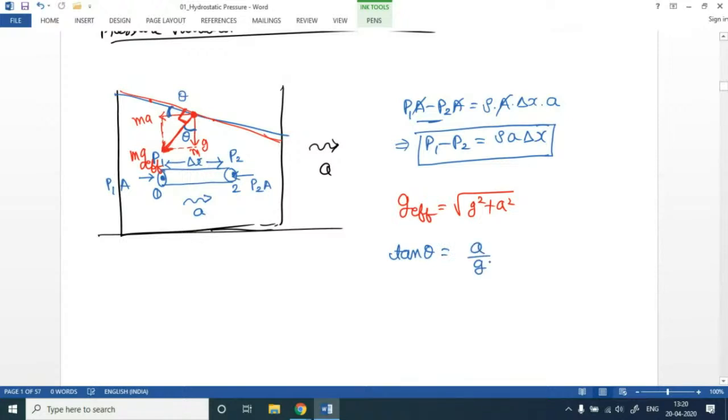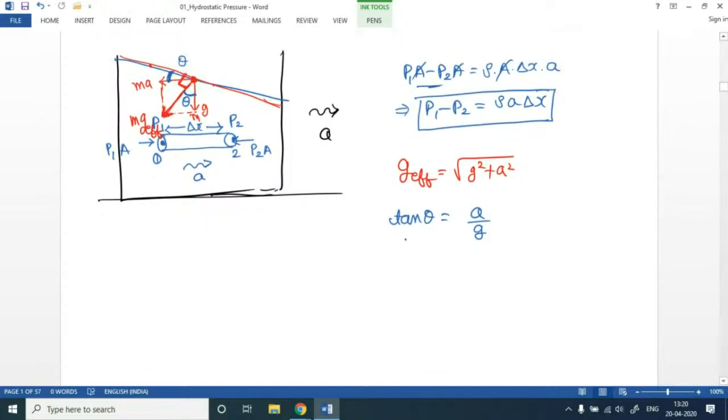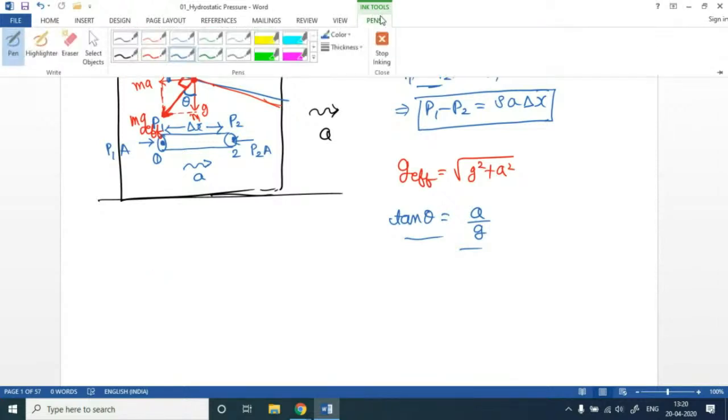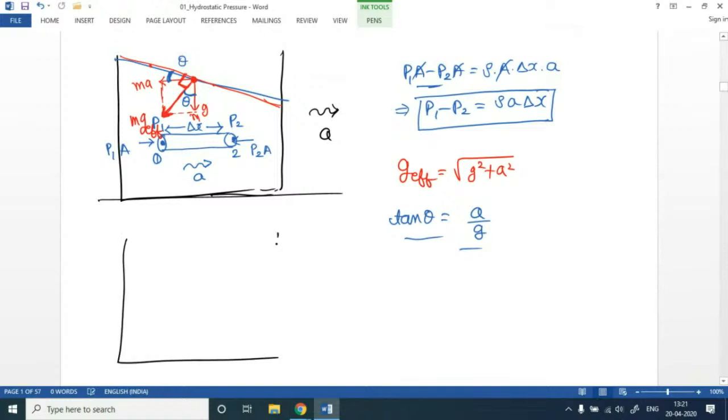So two things we have understood: the pressure variation and the angle of inclination of the open surface of the liquid. Another way to find out the same thing, tan theta equal to a by g, is in simpler terms using simply the pressure variation. Let's take 2 points A and B at the open surface of the liquid.